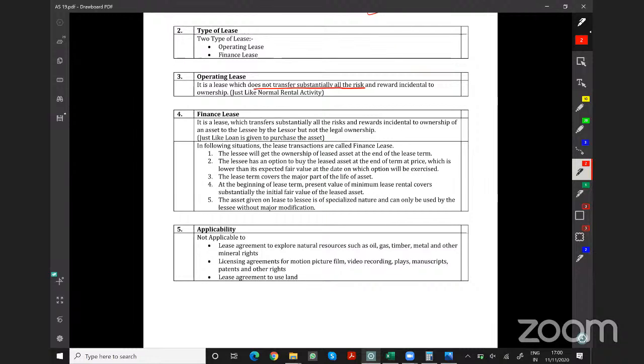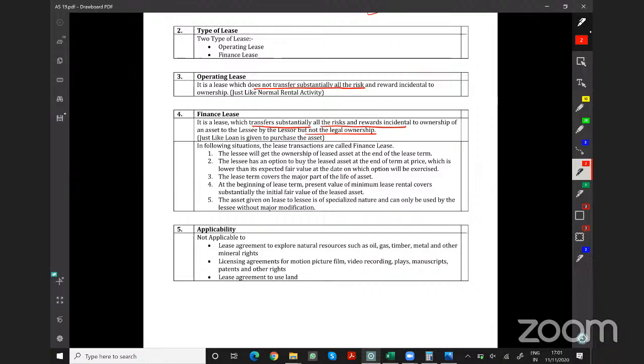The life of the phone is 10 years. I have given it to my brother for 10 years on lease. So this is termed as a financial lease. So what is a financial lease? The lease which transfers substantially all the risks and rewards incidental to the ownership of the asset from the lessor to the lessee, but not the legal owner. Legally, I am the owner, but it is used by my brother only for the 10 years. The life of the asset is 10 years. For 10 years only, he is going to use it.